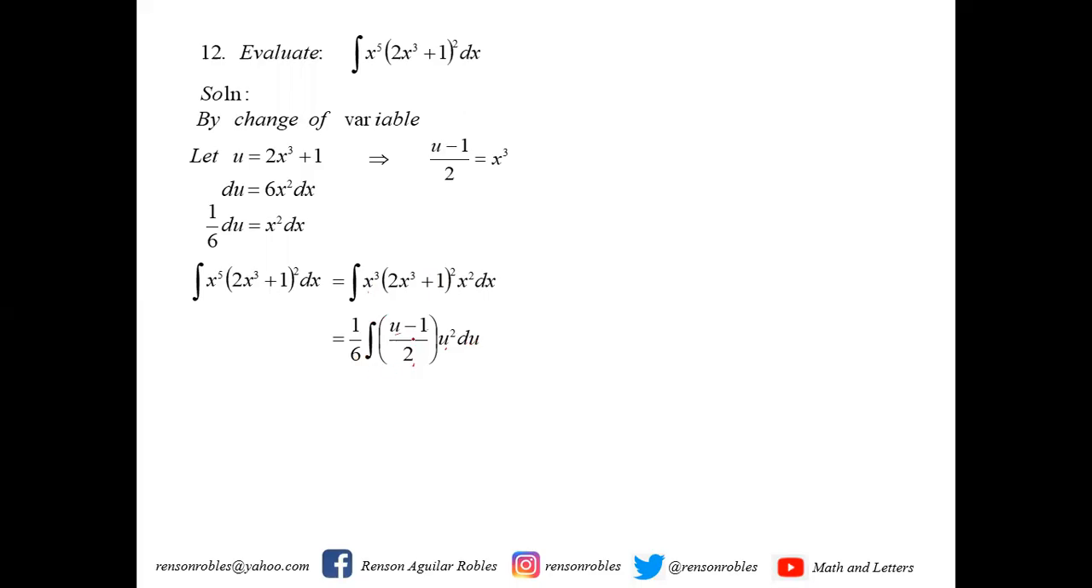And then to simplify, you can just throw this 1/2 outside. So 1 over 6 times 1/2 is 1 over 12. And then you introduce u squared to each term inside the parentheses. So you got this: 1 over 12 times the integral of u cubed minus u squared du. And then to integrate, you have 1 over 12 times u to the 4 over 4 minus u cubed over 3, and then you add c. And then to simplify further, what you are going to do is factor out u cubed outside, and then you get the LCD here. So you have this.